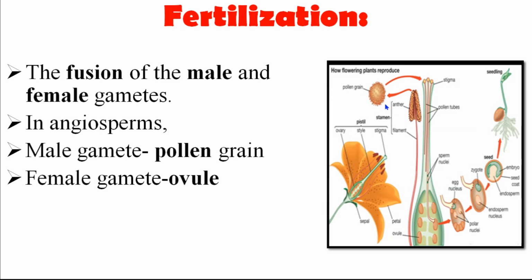The pollen grain, which is developed in the anther of the stamen, is transferred to the stigma of the pistil, and from the stigma it now reaches the ovule, and inside the ovule fertilization occurs.